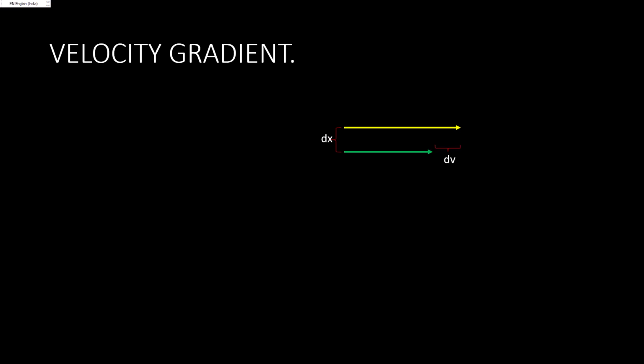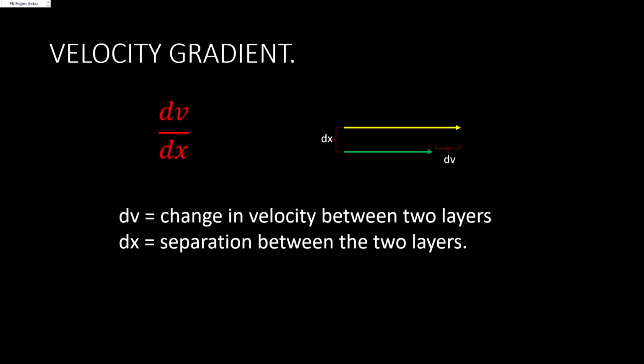Now we introduce velocity gradient. If we consider two adjacent layers, then there is difference in velocity dv, and the interlayer separation is dx. So dv/dx measures how much velocity increases with distance. So dv is change in velocity between two layers and dx is the separation between the two layers.